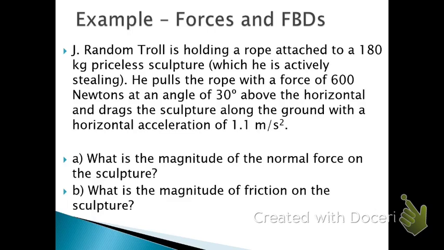Our good friend J Random Troll is holding onto a rope, and this is attached to a 180 kilogram sculpture, which obviously he's stealing. He's going to pull it with a force of 600 newtons at an angle of 30 degrees above the horizontal, and ultimately the sculpture accelerates in the horizontal direction with a magnitude of 1.1 meters per second squared. So we need to figure out what the normal force is on the sculpture and how hard friction is pushing backwards against this motion.